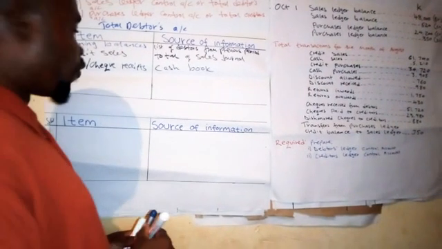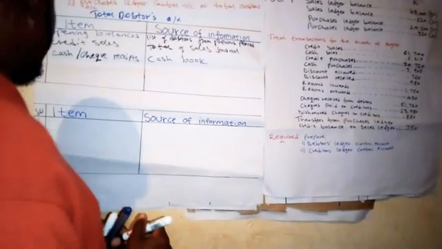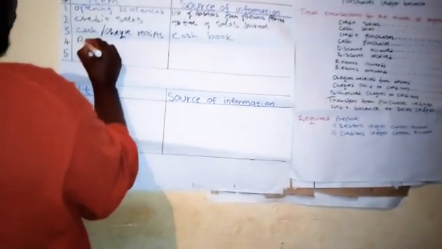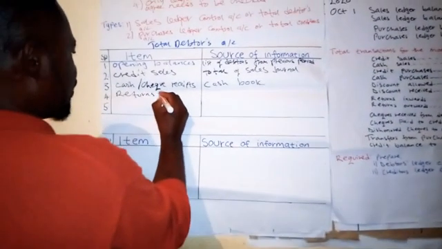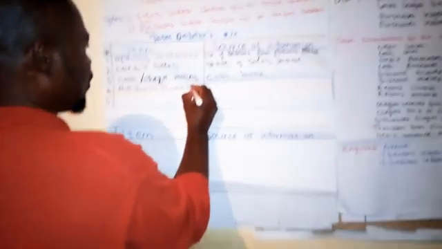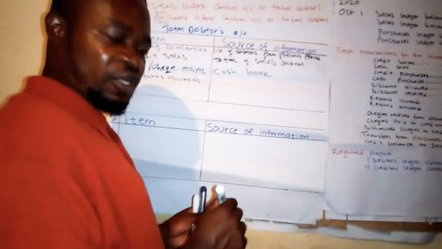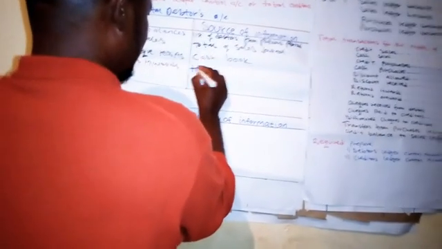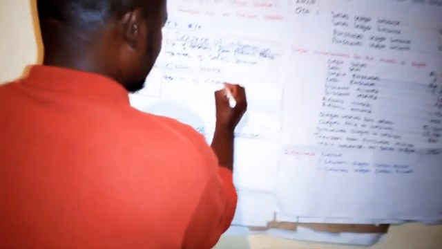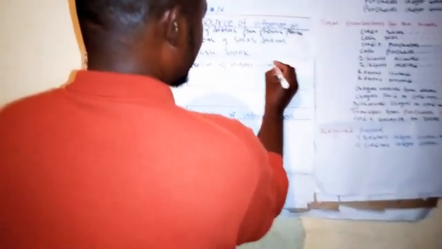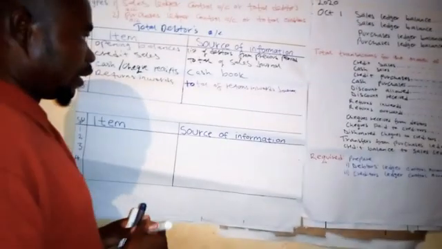Then the fourth one, you also have returns inwards. The source of information for the returns inwards is from the total of the returns inwards journal. Okay, total of returns inwards journal.